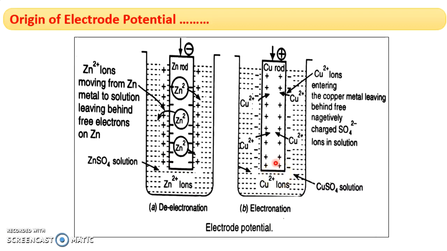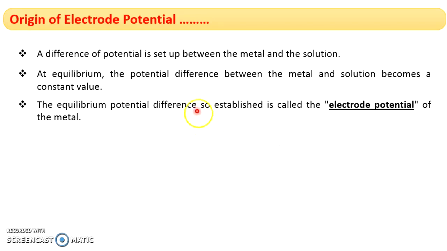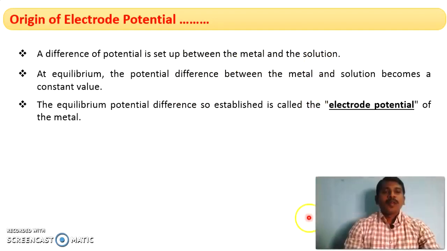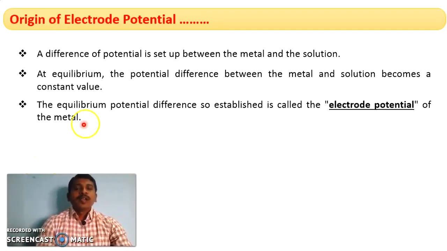And a difference in potential is set up between the metal and the solution. After the formation of the Helmholtz electrical double layer, the potential of the electrode is different from the potential of the solution. The potential difference is set up because of the formation of the electrical layer.